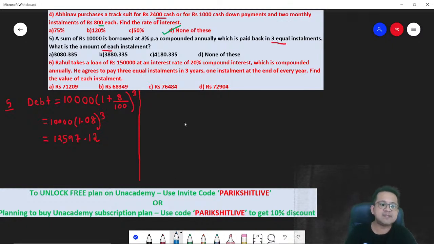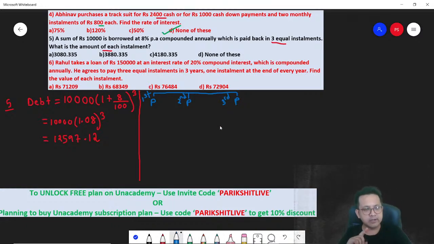Fine. So let's say let the value of the equal installments be P. It would be wrong if you just divide by 3 and say that's the answer. That is incorrect. Remember, we're talking about installments. So let the value of each installment be P. So what happens? At the end of the first year, you are returning P. At the end of the second year, you are returning P. At the end of the third year, you are returning P.